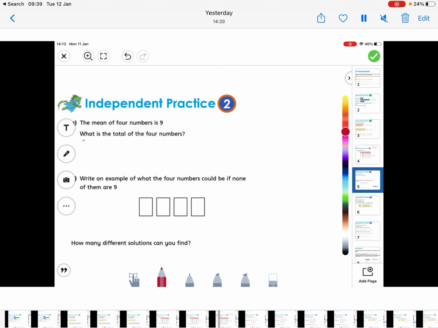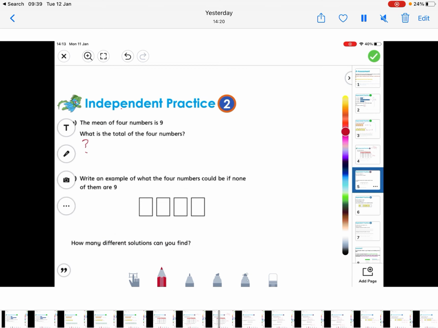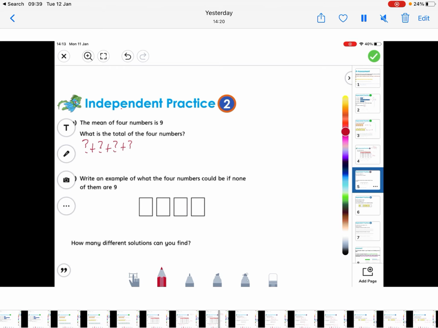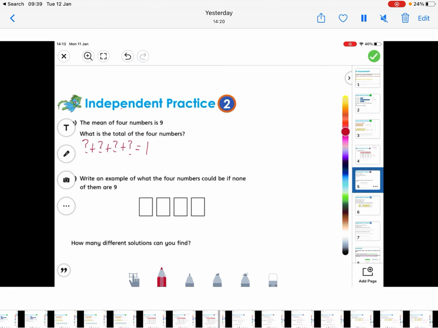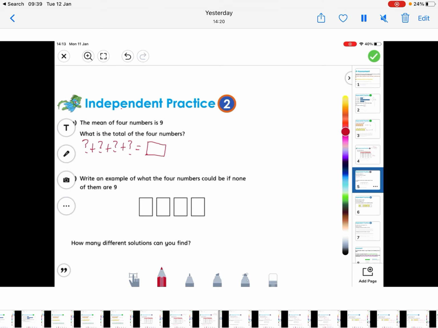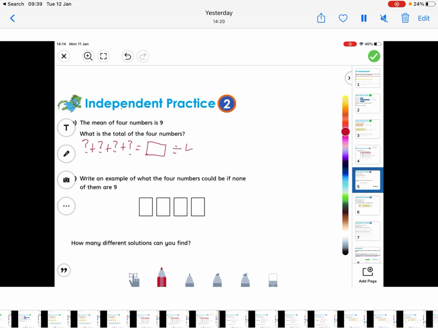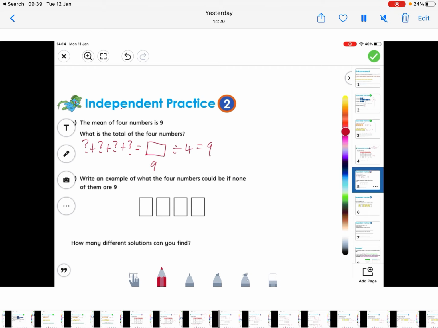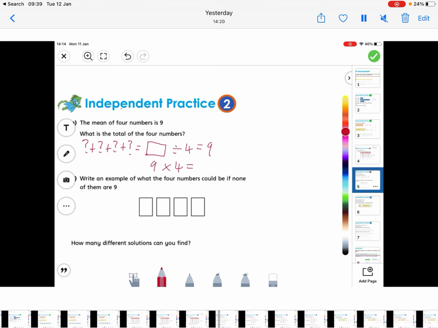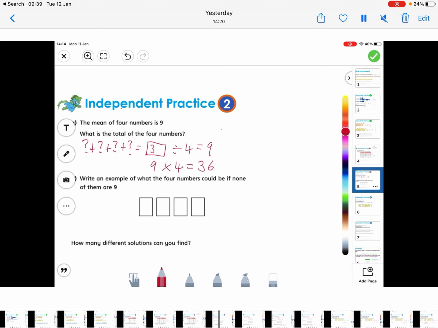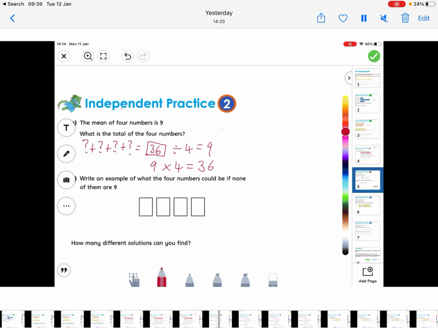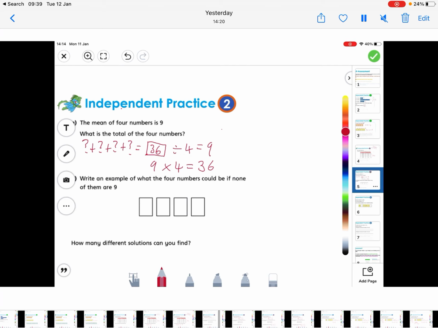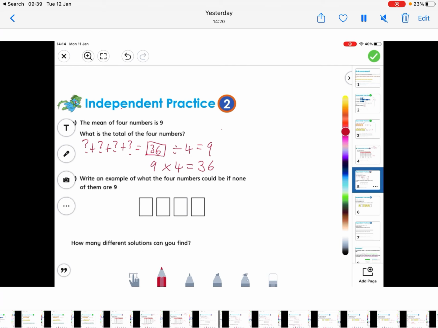Okay, slide 5. The mean of 4 numbers is 9. What is the total of the 4 numbers? So something plus something plus something plus something equals something. But when divided by 4 equals 9. Now we can use the inverse to work out that 9 times 4 equals 36. So something plus something plus something plus something equals 36. So we can now work out what the 4 numbers may be.